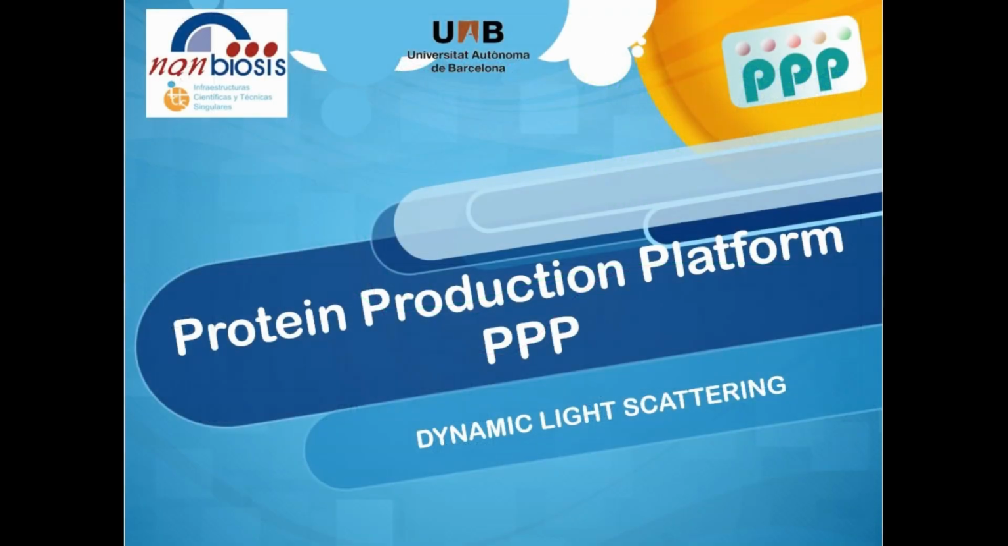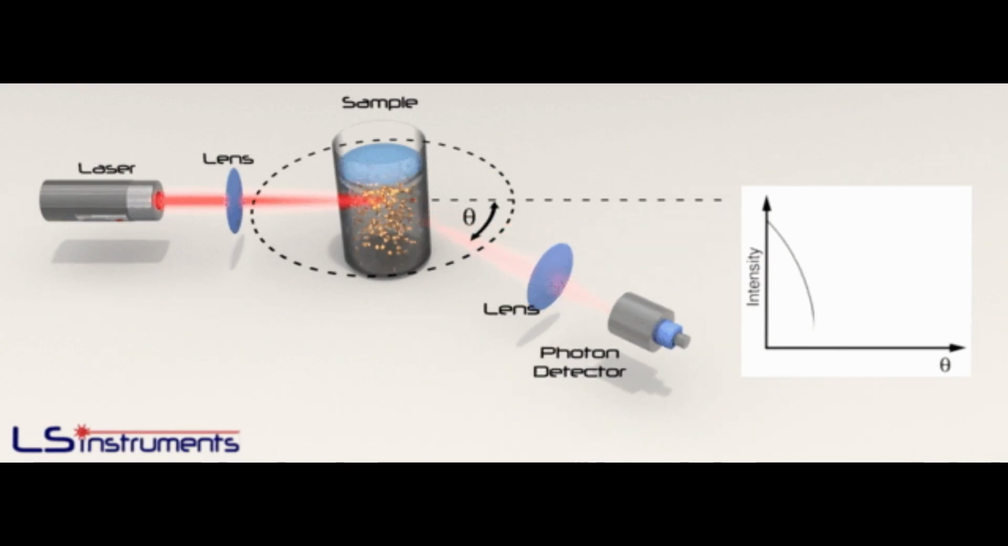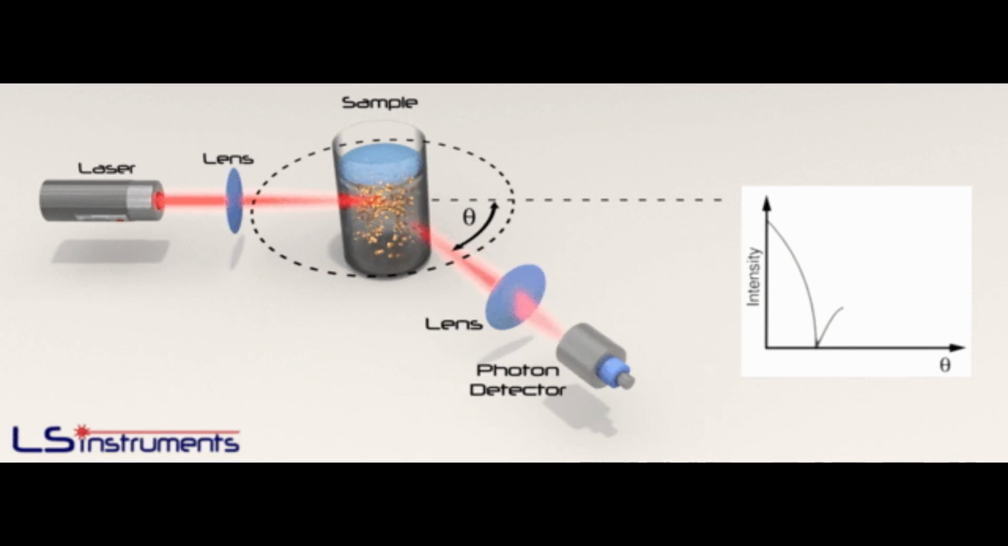Dynamic light scattering. Dynamic light scattering, DLS, is a technique to determine the size distribution profile of small particles in suspension.